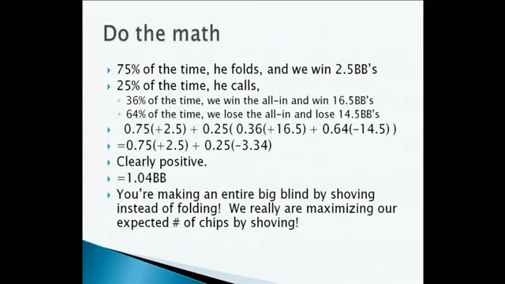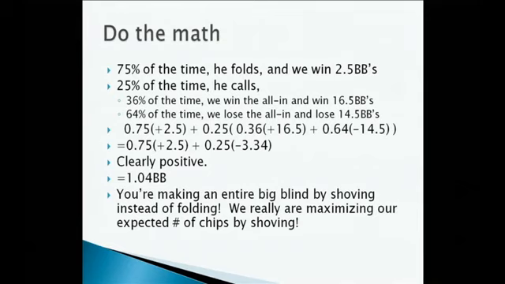And then when this happens, 36% of the time we're going to win the all-in, and we're going to win 16.5 big blinds. Because we're going to win the 1.5, the small blind and the antes, plus his entire 15 big blind stack. 64% of the time we're going to lose, and we're going to lose 14.5 big blinds, which is how much we wagered to do this all-in. So you can do the calculation, and it's actually very positive. We're making an expectation of an entire big blind by going all-in.